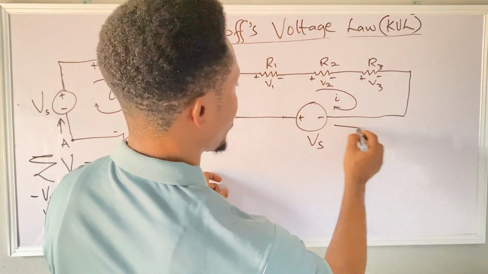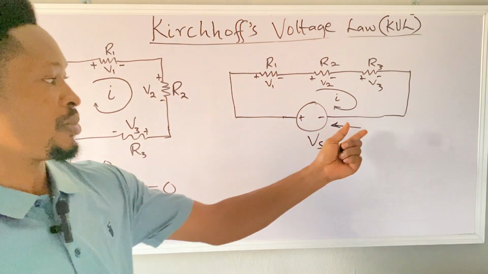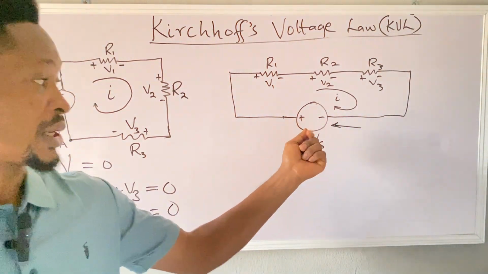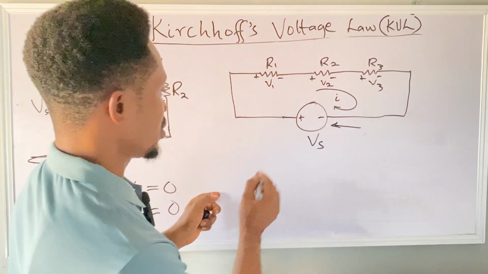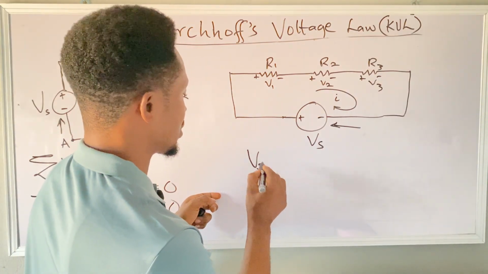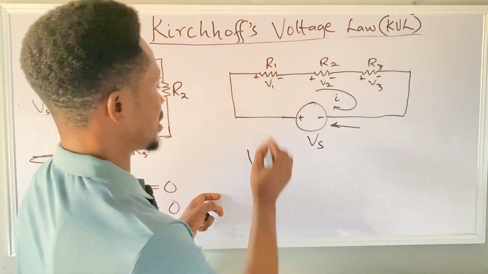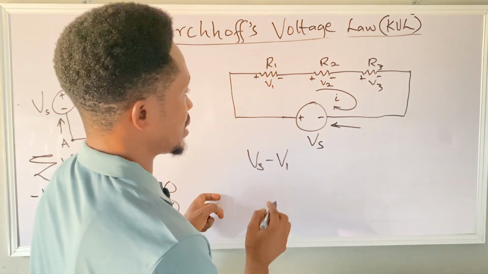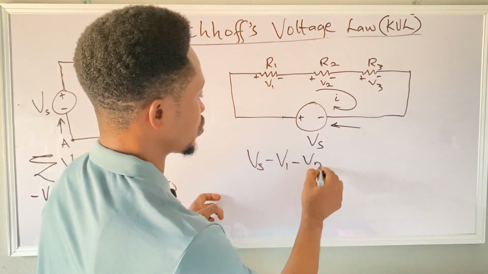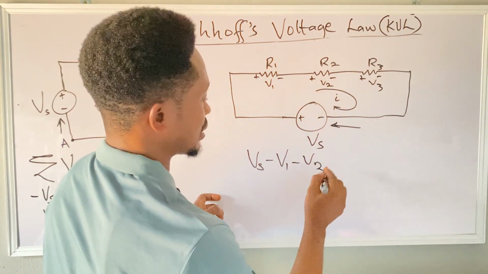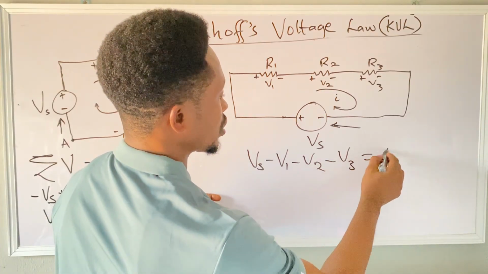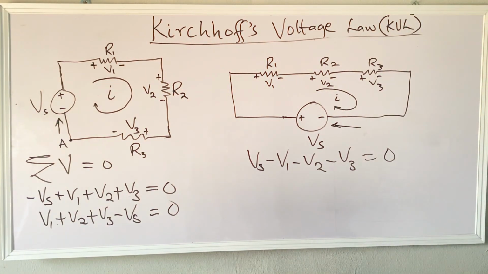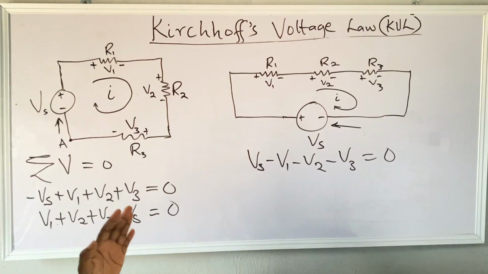Okay, so for this, let's take the second sign. We are starting our movement from here. The second sign here is positive, so we can say Vs. The second sign here is negative, minus V1. The second sign here is negative, minus V2. The second sign here is negative, minus V3, equals 0. So either of these works very well.